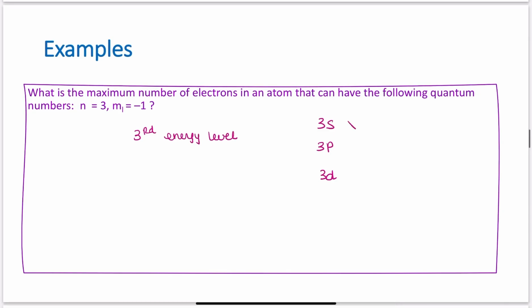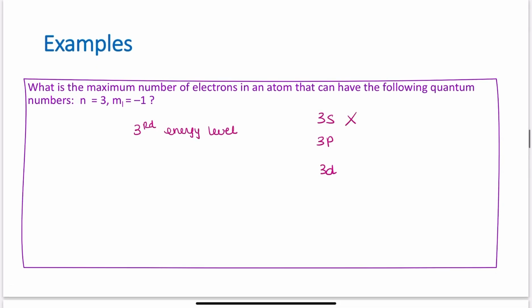Now, 3s cannot have an M sub L of 1 because M sub L is describing the shape of it. S's only have M sub L values of 0. This cannot happen. But 3p could be -1, 0, or +1. 3d can be -2, -1, 0, +1, +2. So, the maximum number of electrons in an atom that can have the following quantum numbers is just 2 electrons.